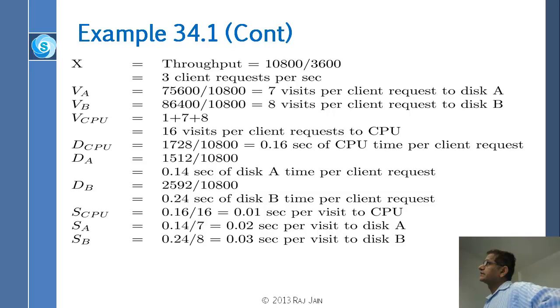Now we know the visits and we know the total demand. We can calculate the service times, so Di upon Vi. S_CPU is equal to D_CPU, 0.16, the total demand, divided by V_CPU, which is 16. So if you divide 0.16 by 16, you get per visit 0.01 seconds. Similarly, per visit for disk A is 0.02 seconds. Per visit for disk B is 0.03 seconds. So we just calculated that.